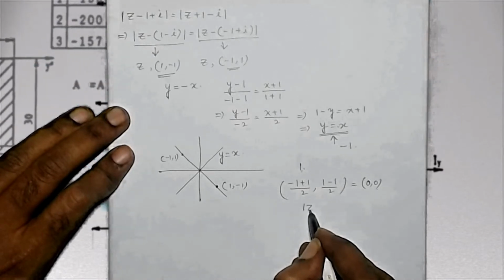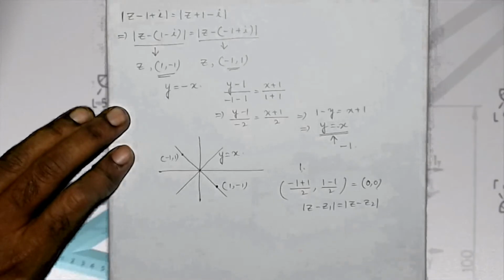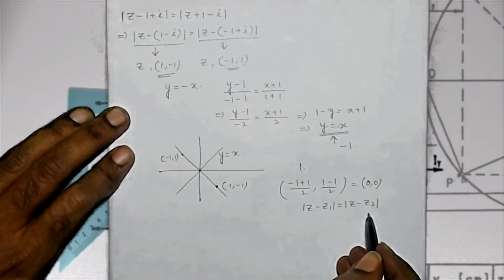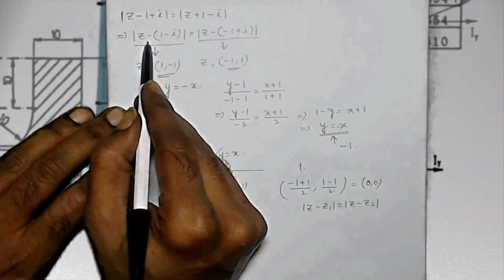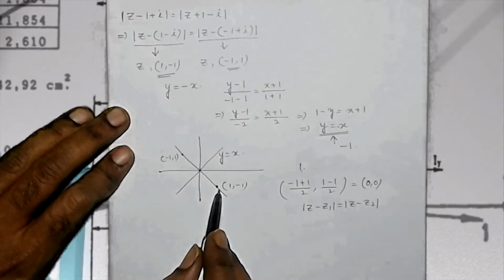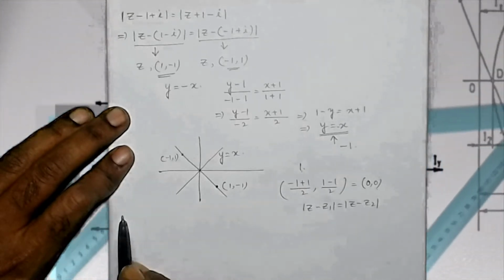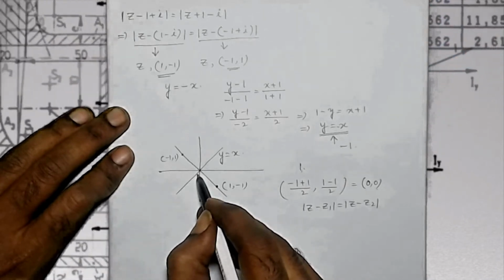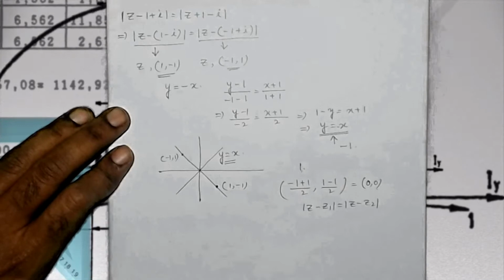As we all know that when mod of z minus z1 equals to mod of z minus z2, z lies on the perpendicular bisector of the line joining z1 and z2. Therefore, in this case, the complex number z will lie on the perpendicular bisector of y equals to minus x, which is nothing but y equals to x. Is it clear? Therefore, the location of z or the locus of z will lie on the line y equals to x. Have you understood it? Let us take another problem.